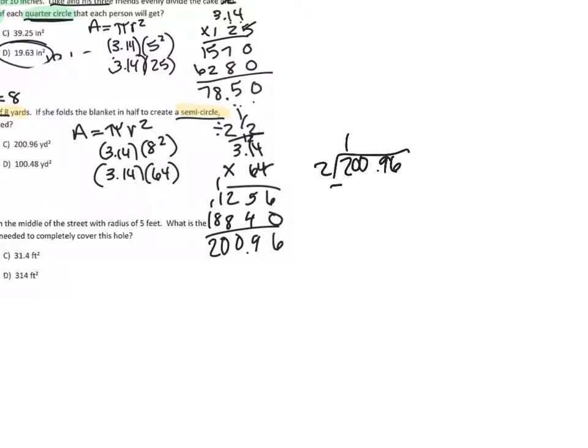200.96 divided by 2. 2 will go to 9. 4 times 8, 16. So 100.48. Yep. D.